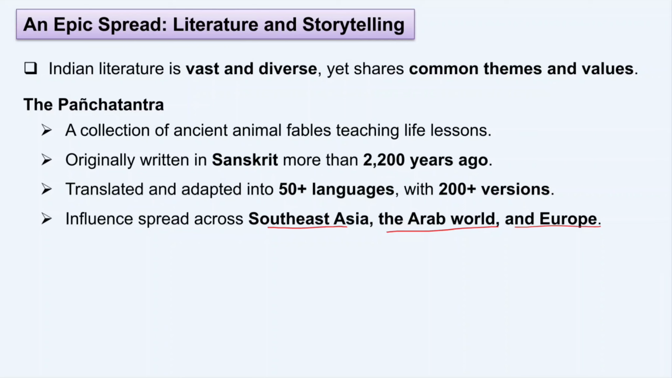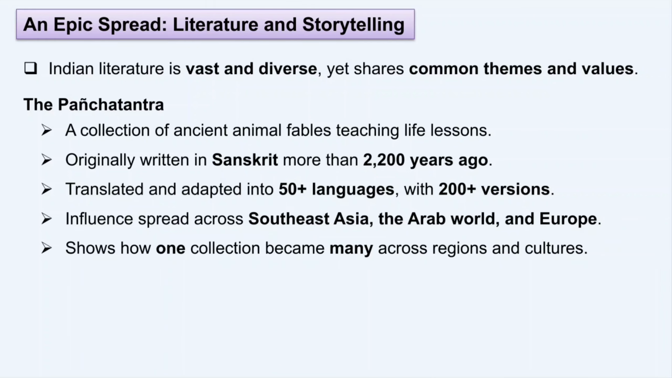It went all the way to Southeast Asia, the Arab world, and Europe, inspiring new collections of stories on the way. It is estimated that around 200 adaptations of Panchatantra exist in more than 50 languages, which I have already told you. So this was about the Panchatantra, and it shows how one collection becomes many. How? Because it has been adapted in 50 plus languages and 200 plus versions, across regions and cultures. So that again shows unity in diversity, isn't it?